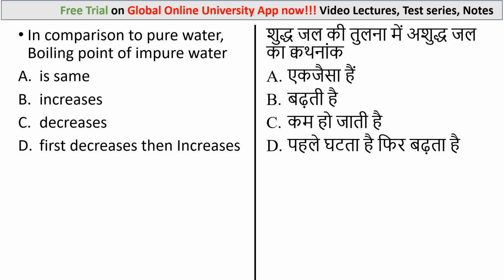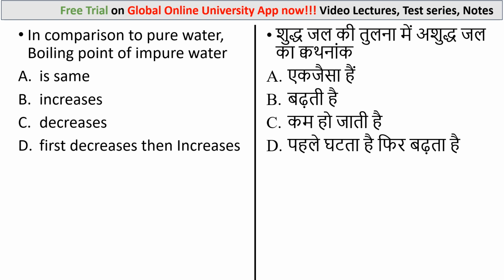The boiling point of a liquid is the temperature at which the vapor pressure of the liquid and the surrounding pressure are equal. The original boiling point of water is 100 degrees Celsius, but after adding 58 grams of salt, the boiling point increases by 1/2 of a degree Celsius. So the answer for this question is option B. In comparison to pure water, the boiling point of impure water will increase.